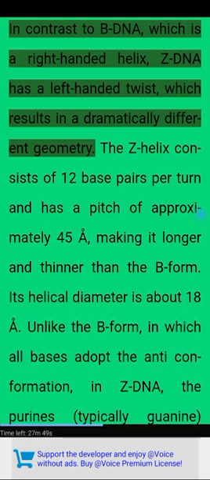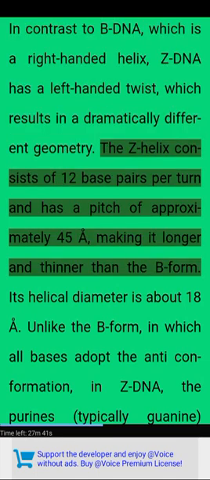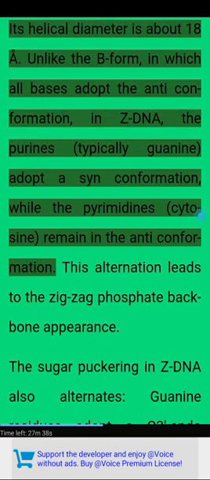In contrast to B-DNA, which is a right-handed helix, Z-DNA has a left-handed twist, which results in a dramatically different geometry. The Z helix consists of 12 base pairs per turn and has a pitch of approximately 45 Å, making it longer and thinner than the B form. Its helical diameter is about 18 Å.